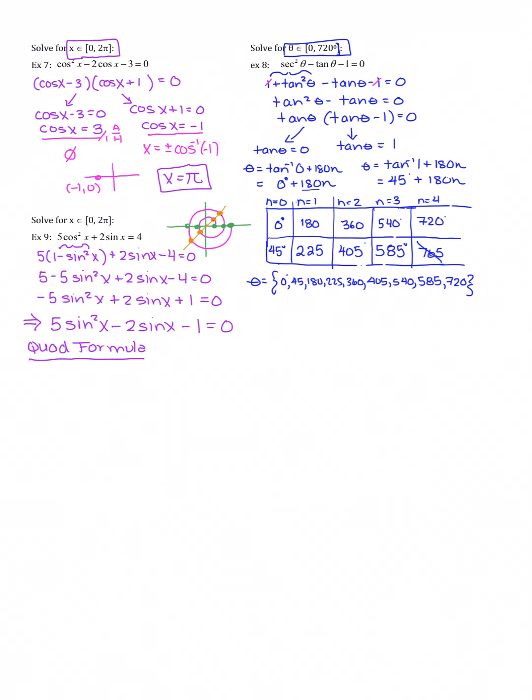My A is 5, B is negative 2, C is negative 1. All right, we get 2 answers. Because remember this is sine x, not just x. So sine x equals 0.690, and sine x is also going to equal negative 0.290. All right.